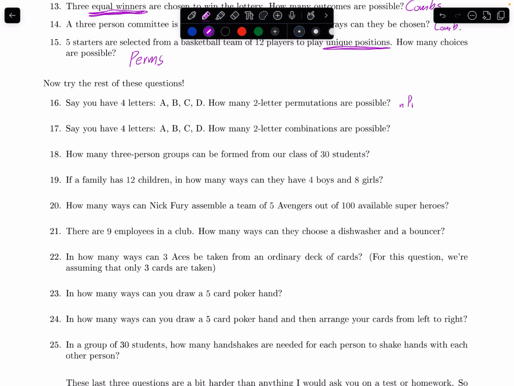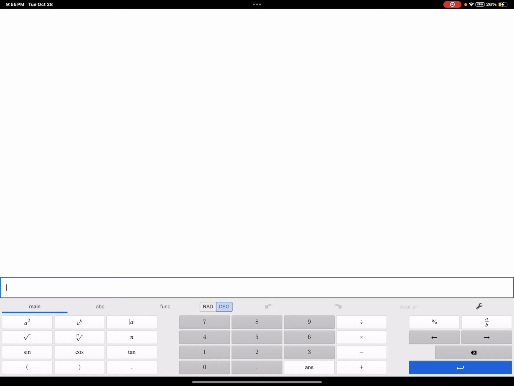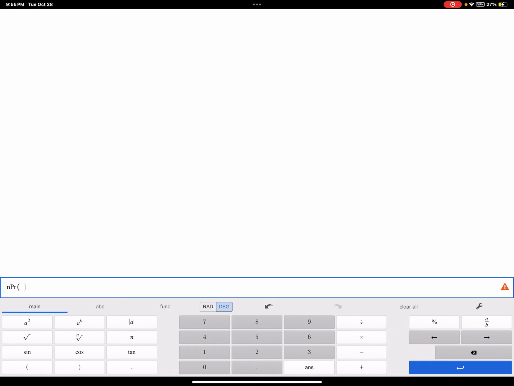This would be an nPr question, right? And how many things are you choosing from? You've got four letters, so the bigger number is 4, and the smaller number is 2 because you have a two-letter permutation. Once you've got that, you can just plug it into your calculator. Here I have it prepared: nPr 4, 2. This is a pretty easy one. I could actually do it by hand, but I'm going to just cheat because I can. So nPr 4, 2, the result is 12.